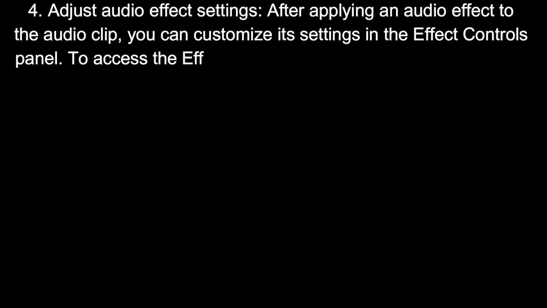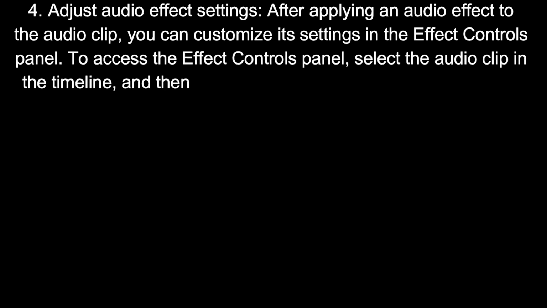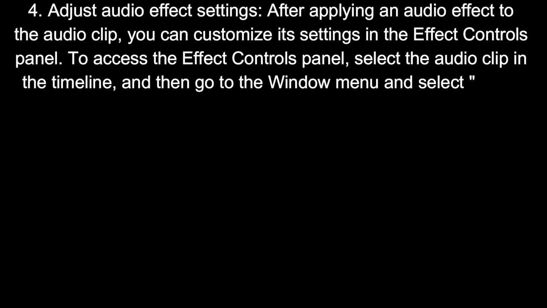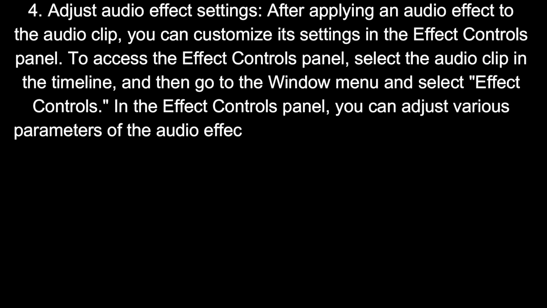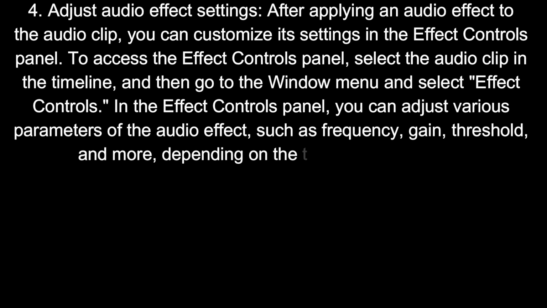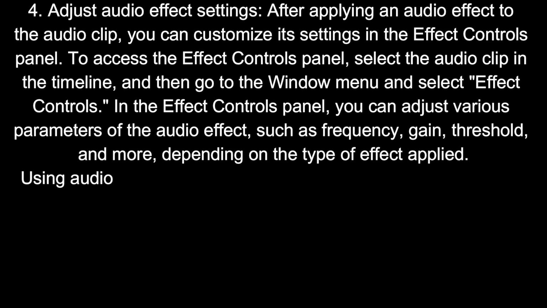4. Adjust audio effect settings. After applying an audio effect to the audio clip, you can customize its settings in the Effect Controls panel. To access the Effect Controls panel, select the audio clip in the timeline, and then go to the Window menu and select Effect Controls. In the Effect Controls panel, you can adjust various parameters of the audio effect, such as frequency, gain, threshold, and more, depending on the type of effect applied.